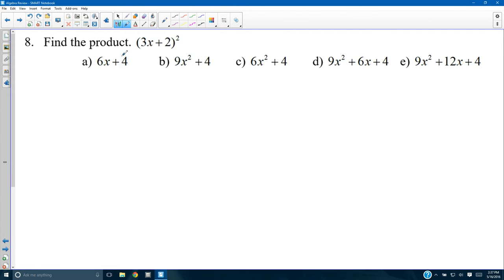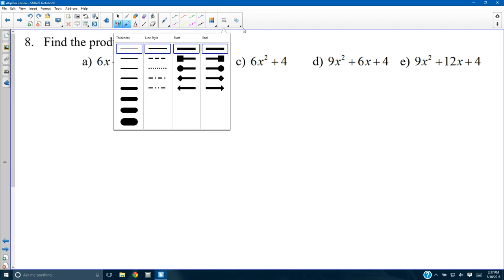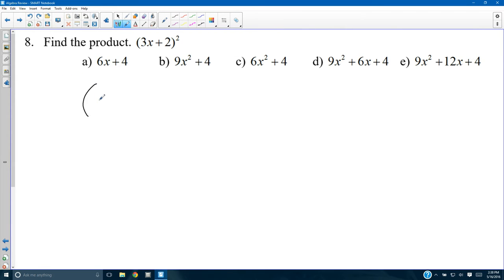Number 8. Find the product. 3x plus 2 quantity squared. All right, let's begin with what it's not. Okay. A plus b quantity squared is not a squared plus b squared.